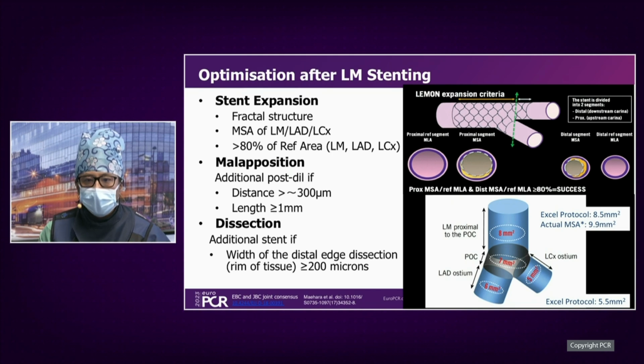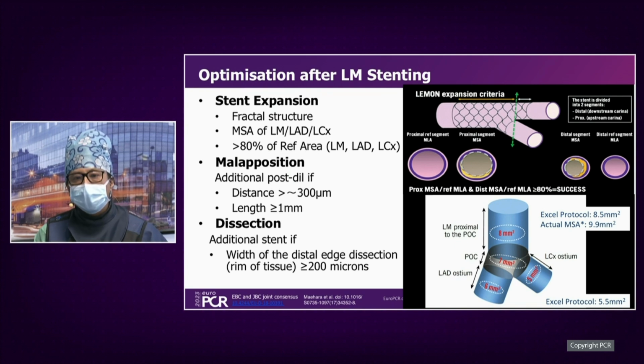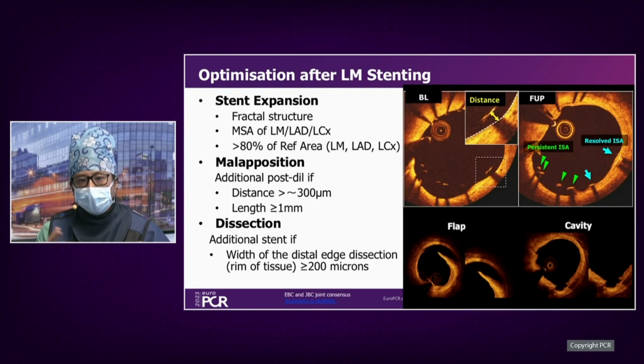For the European patient, maybe you need to achieve a little bit more, so that the left main for the Excel trial, for example, aiming at the left main MSA of 8.5, also for the circumflex ostium 5.5. So maybe you could use this criteria.